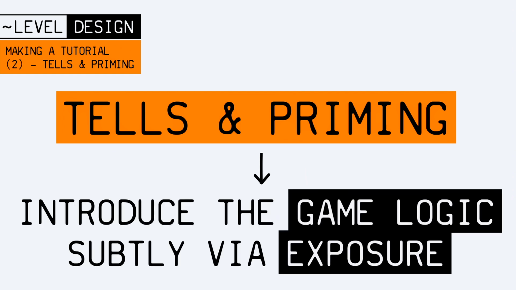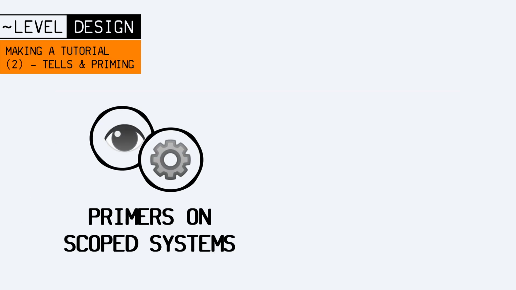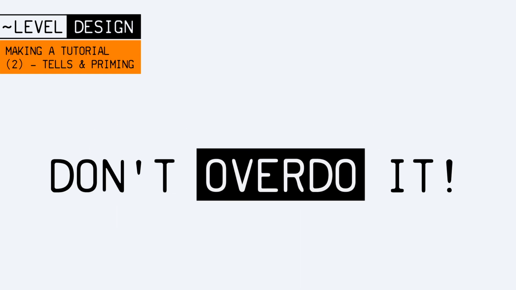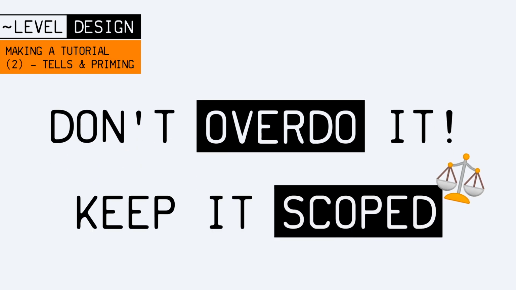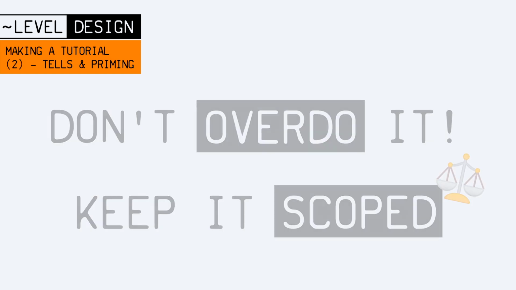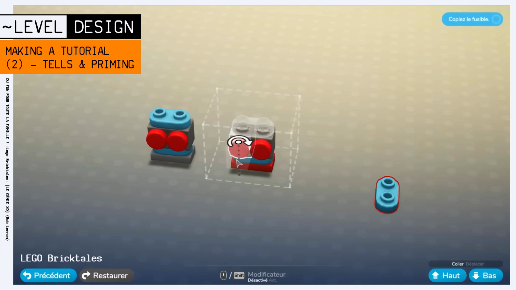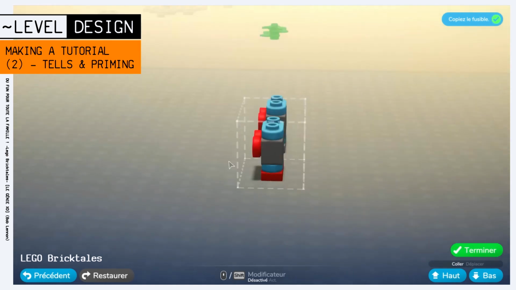So to conclude, tales and priming are a great way to introduce all the not-so-obvious logic of your game to the players, in a somewhat subtle way, by exposing them to small chunks of systems and teaching them the appropriate reaction. Of course, you shouldn't overdo it, and as we said before in our video on skill gating, it's essential to decide on a scope for building your player's knowledge gradually. But all in all, foreshadowing all the possible consequences of a new game mechanic is a great way to keep the player's interest and really sell your gameplay.